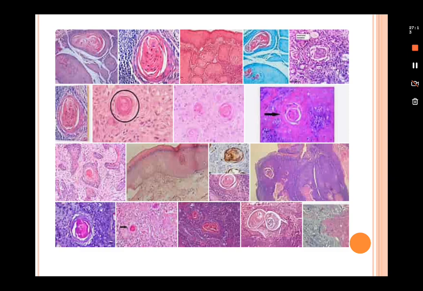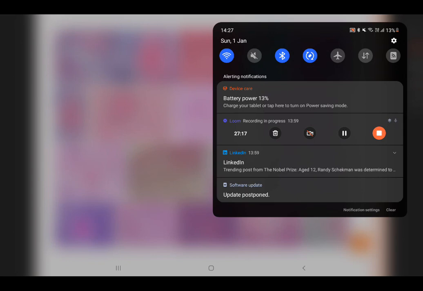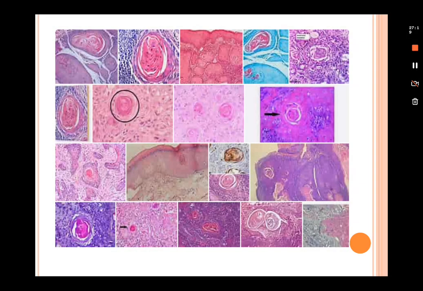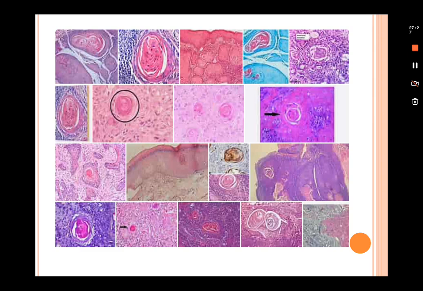So these are keratin pearls. Basically keratinization is happening in the tumor, because of which round concentric circles are formed. All of these are keratin pearls. Just remember keratin pearls. You can get this in the exam in practicals, okay?